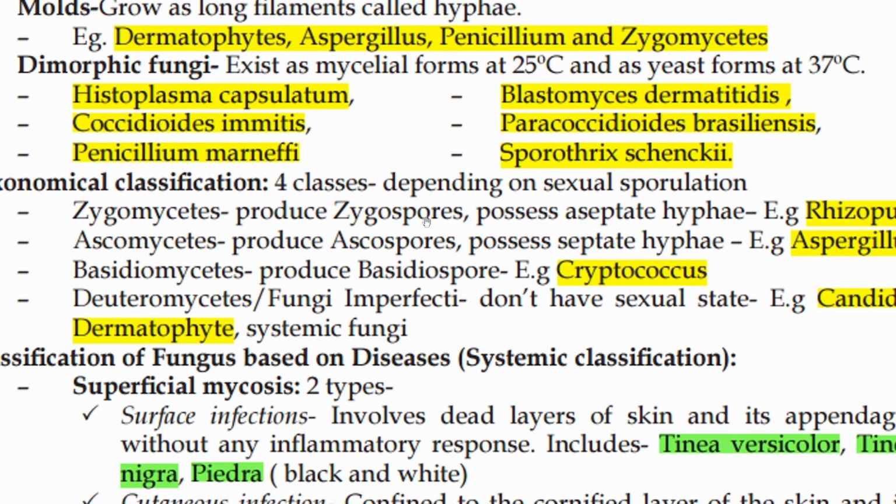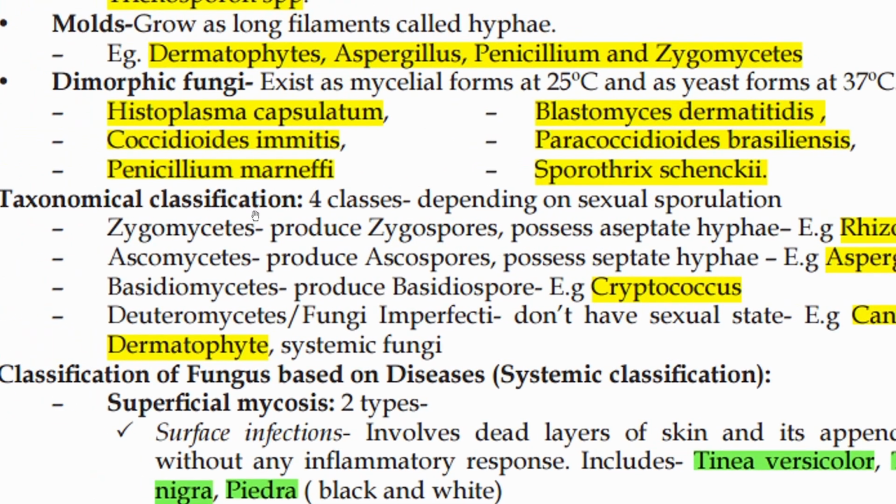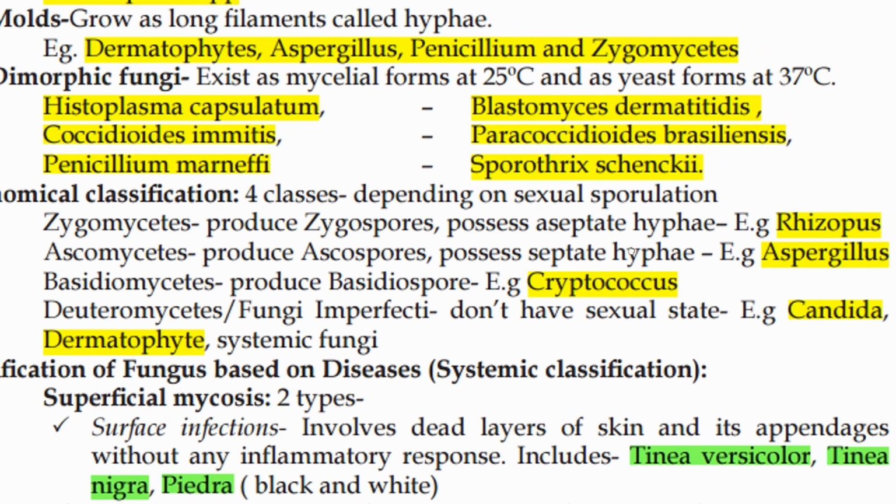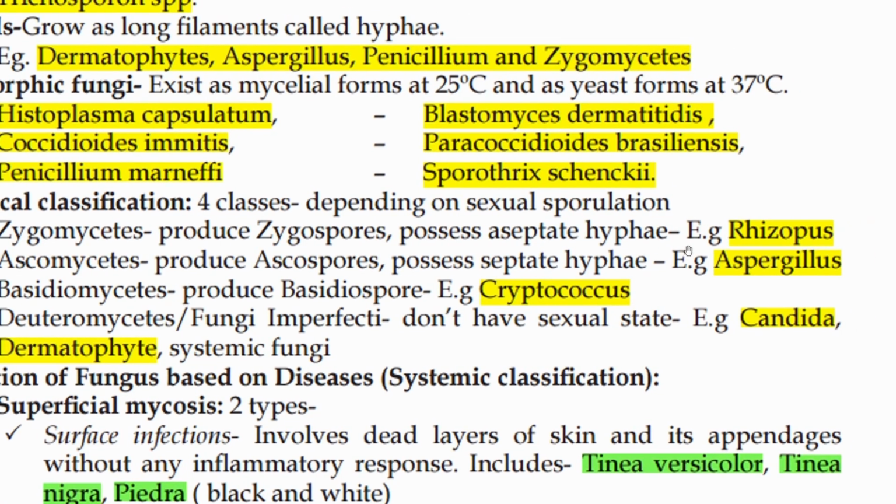Okay, producing zygospores. We already know zygo means two things are combining together, and then they are producing zygospores. Zygomycetes possess aseptate hyphae. Example, Rhizopus. What is the meaning of Rhizopus? Rhizo means they have root like structures. Okay, these are the fungus that have root like features.